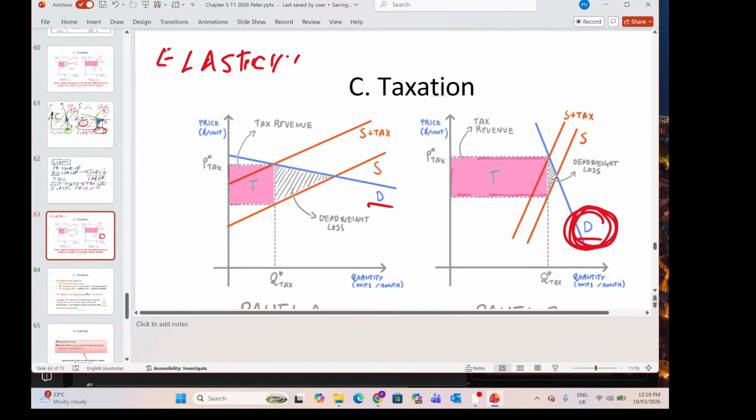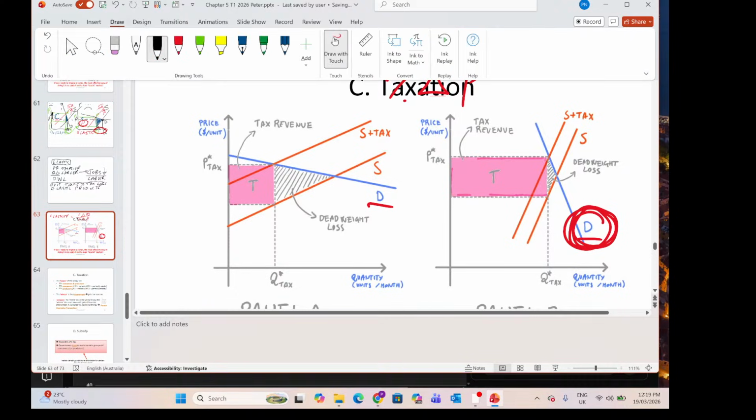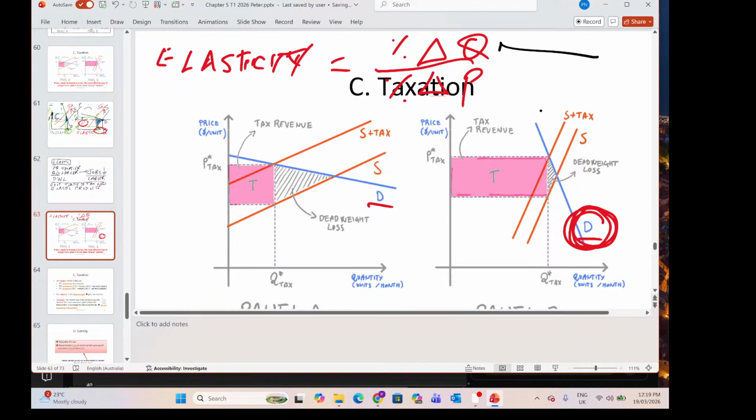elasticity. Okay, what are we talking about when we talk about elasticity? We're talking about the percentage change in the quantity demanded over the percentage change in the price. So what is elasticity really about? Elasticity is really about this: the change in the quantity. If something is elastic, the quantity is changing more.